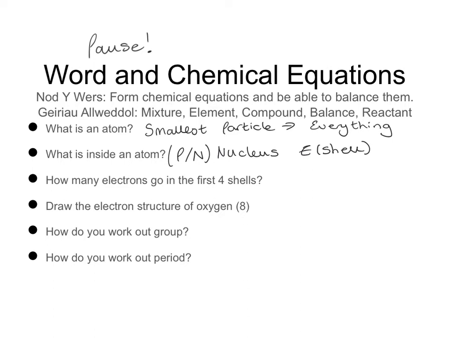How many electrons go in the first 4 shells? So 2 in the first one, 8, 8, 8. Draw the electron structure of oxygen. So oxygen's got an atomic number of 8. So 2 go in the first shell. 1, 2, 3, 4, 5, 6. So 2, 6. How do you work out group? How many are in the outer shell?